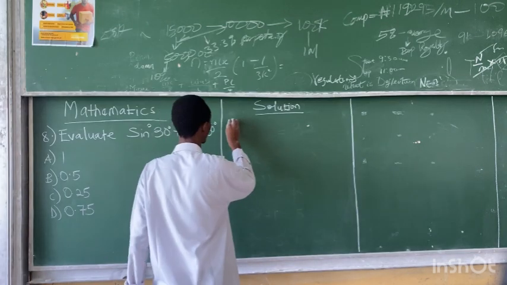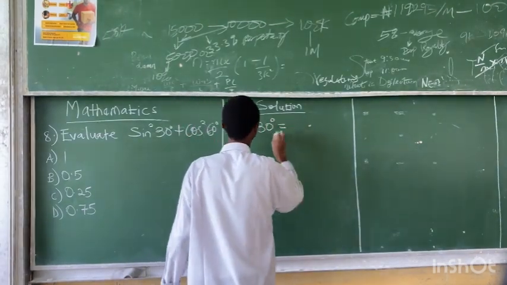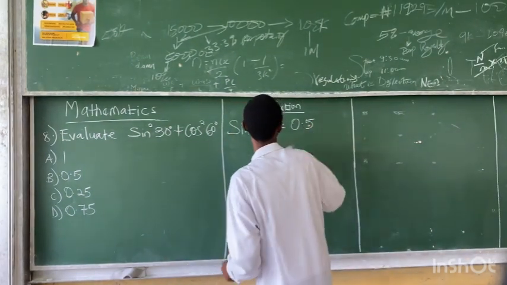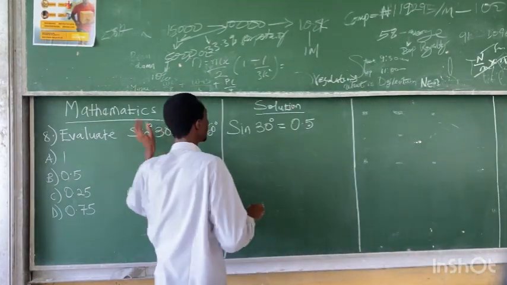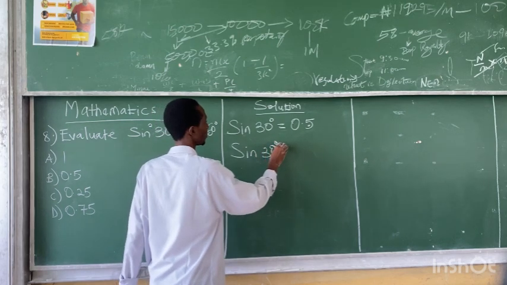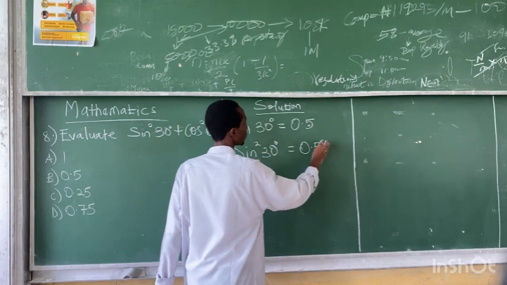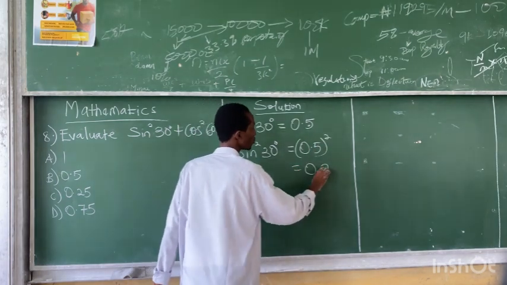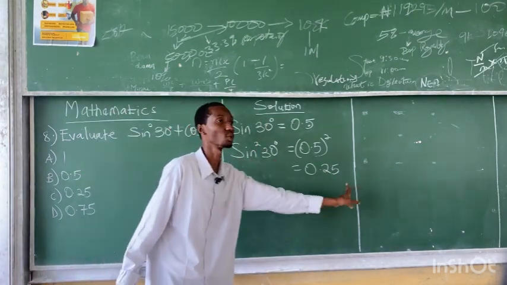Here we have sine 30 degrees. Sine 30 degrees is the same thing as what? 0.5. Right? Yes. This is sine 30 degrees squared. So sine 30 degrees squared will give us what? 0.5 all squared. And this gives us 0.25. Yes, sine 30 degrees squared is equal to 0.25.